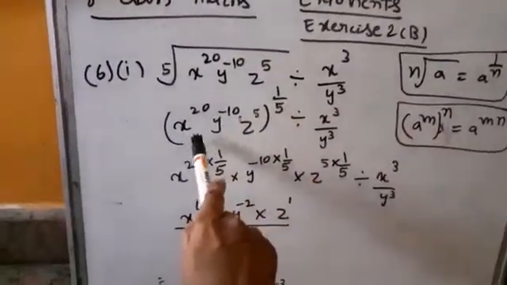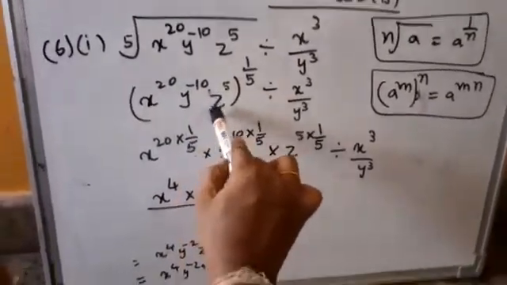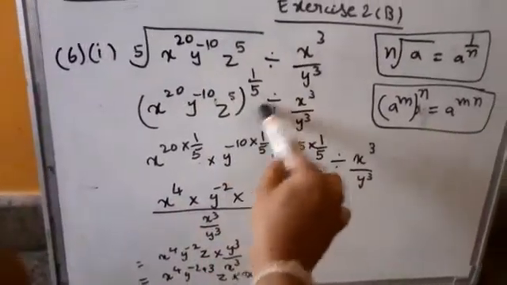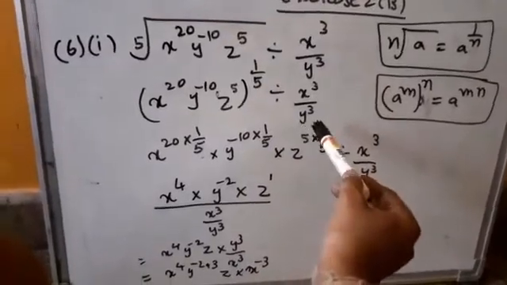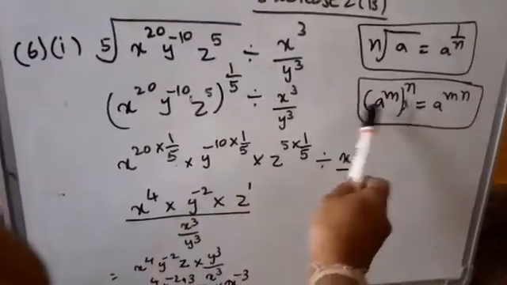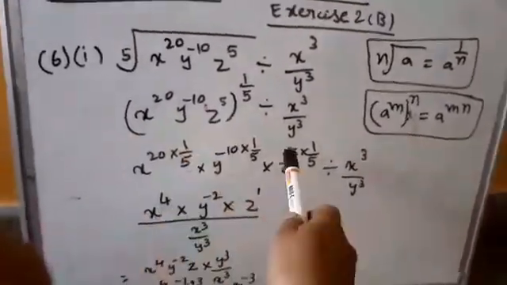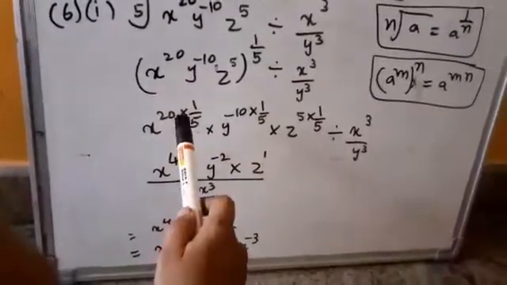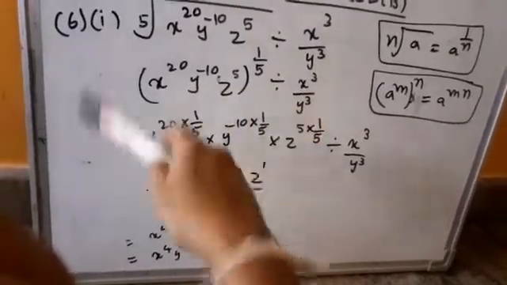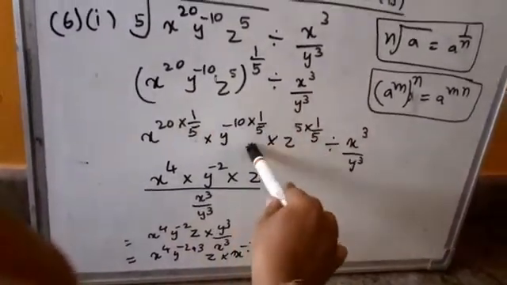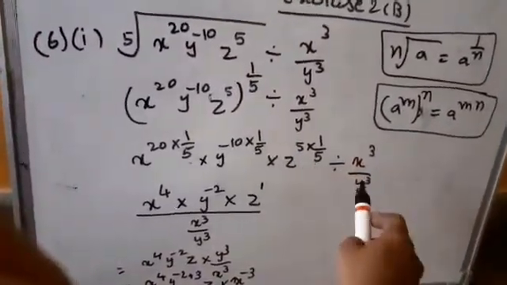See here, removing the root: x to the power of 20 into y to the power of minus 10 into z to the power of 5, whole to the power of 1 by 5, divided by x to the power of 3 divided by y to the power of 3. Next, the formula a to the power of m whole to the power of n equals a to the power of m into n. Apply it: x to the power of 20 into 1 by 5, y to the power of minus 10 into 1 by 5, z to the power of 5 into 1 by 5, divided by x cube by y cube.